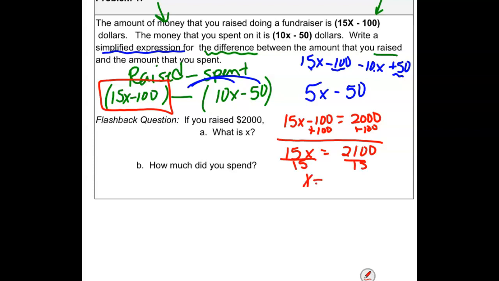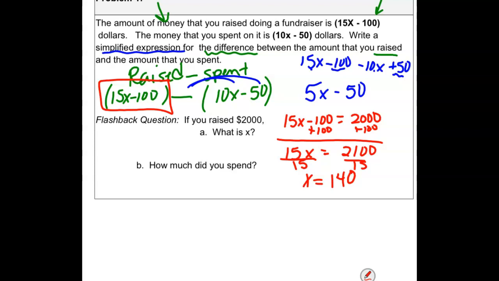So grab your calculators. What is 2100 divided by 15? You have 21,000 instead of 2100. Okay, so 14. Did we get 14 or not? Or 140? What is it? 140? So 2100 divided by 15 is 140? Seems more reasonable? Good.